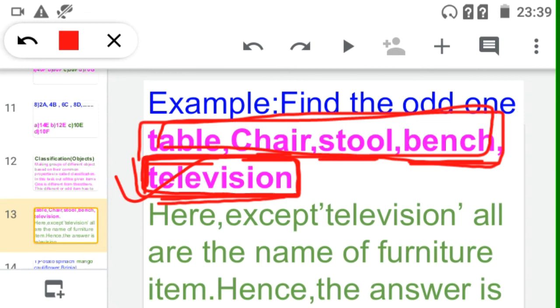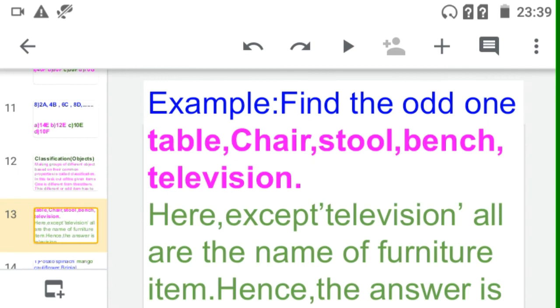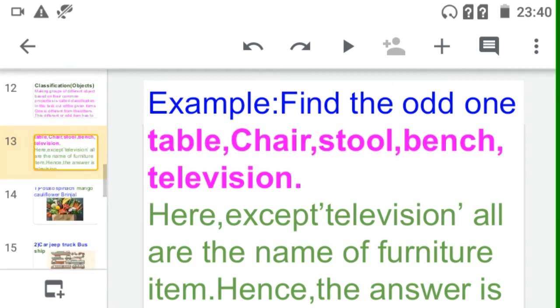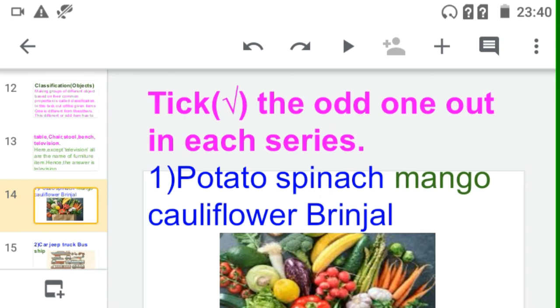So television, it is the odd one. Okay. So your answer is television. Understood? See again here, table, chair, stool, bench, these are the furniture, and television, it is the odd thing from these things. So television is your answer. So now see, in first question, take the odd one out in each series.